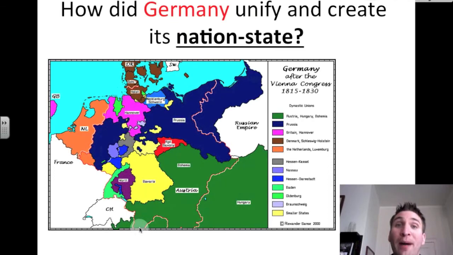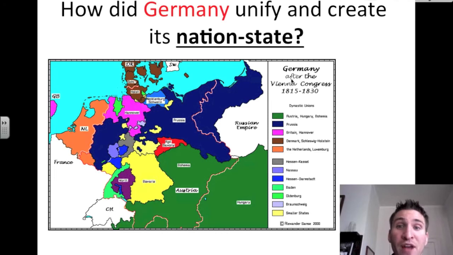Now let's talk about Germany. Let's head north and talk about how this country becomes a nation state. And here you see all the different colors show the different German states before unification. Its largest state is Prussia to the east. Prussia borders the Russian Empire. You also see Bavaria to the south, a large city-state as well.